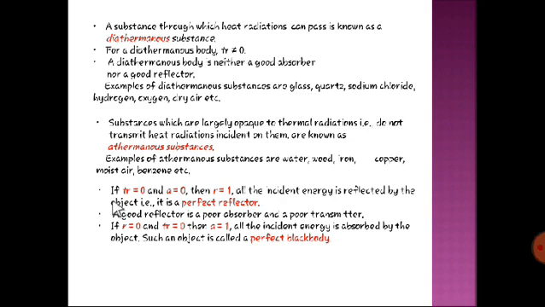So next, if TR is 0, what happens to the relation A plus R plus T? If TR is 0 and A is 0, A plus R plus T is equal to 1, so R will be 1. So all incident energy is reflected by the object, so it is a perfect reflector. And if R is 0 and TR is 0, then A will be 1, so it will be a perfectly black body because it is absorbing all the heat energy which is incident on it. So that is called a perfectly black body.